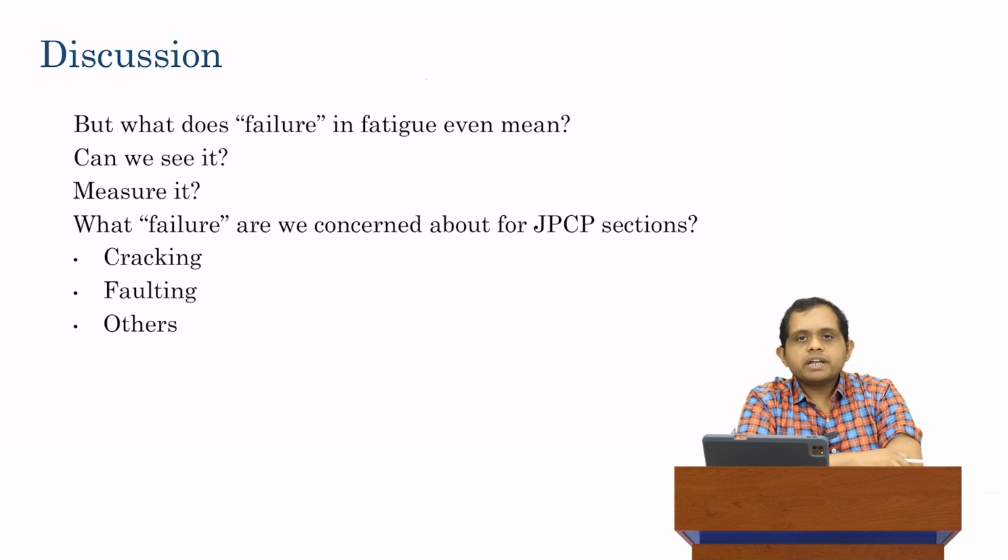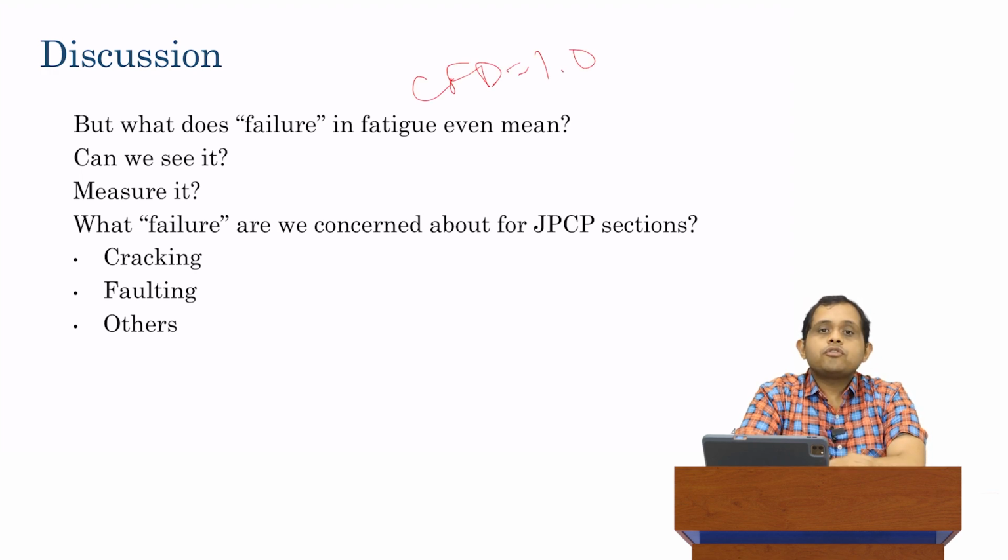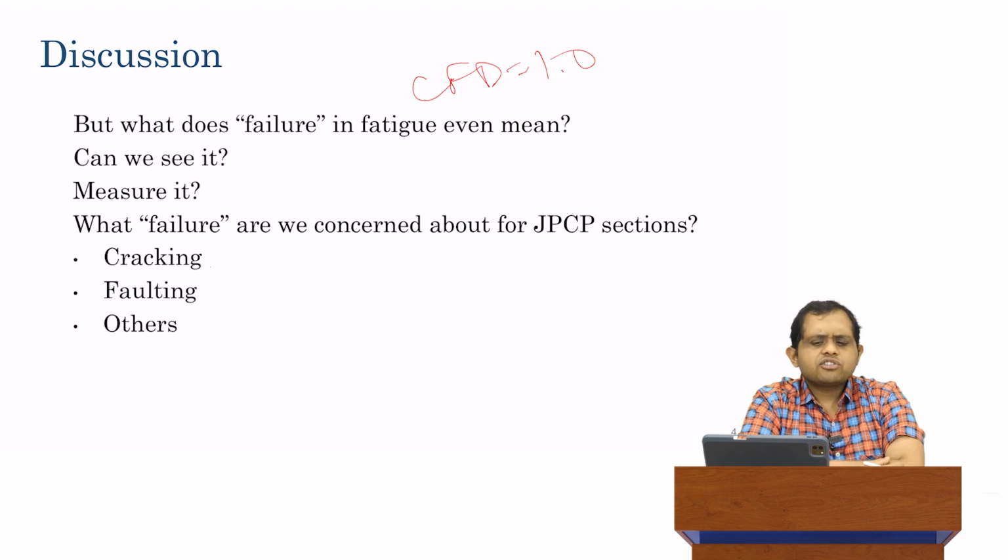Now, to bring it to today's discussion, what does it even mean to fail? If we say that failure is when CFD is equal to 1, physically, what does that actually mean? Can we see it? If I ask you today to go out to any rigid pavement near your house, look at it and tell me, what is the fatigue damage? Is it 1? Is it less than 1? Can you do that? You actually can't.